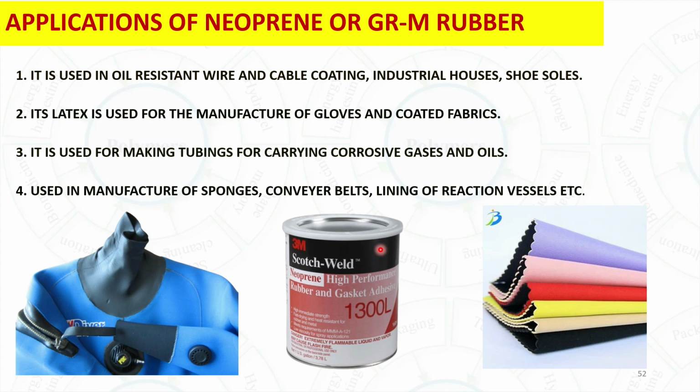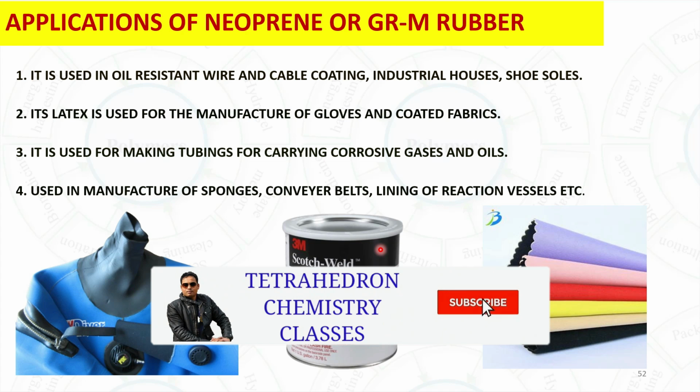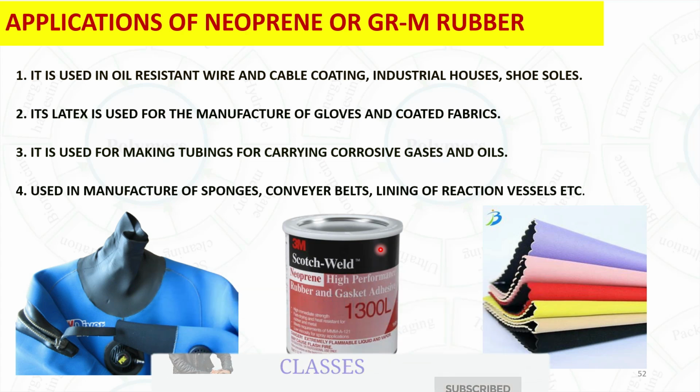So I think this would be quite sufficient for you when it comes to the elastomers. So elastomers start from natural rubber, and then the vulcanization process of the rubber, and the three important types of synthetic rubbers, and this is very, very important from the various examinations point of view. Okay, I hope you understood the lecture well.